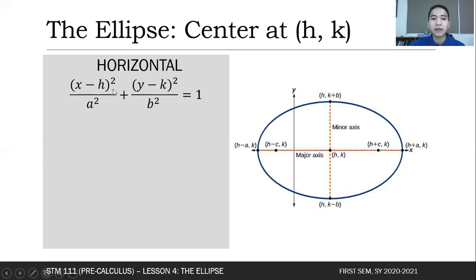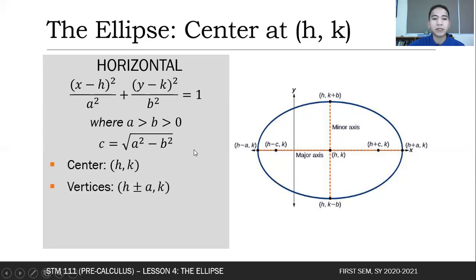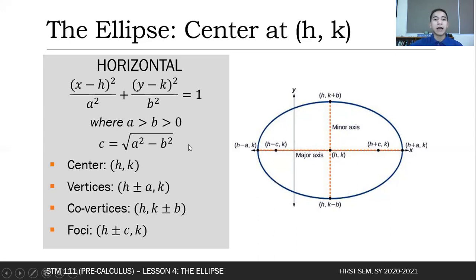If you notice, similar lang siya sa circle at sa parabola. Yung partner ni x, always si h. Yung si y at I si k. Yan. Where a is greater than b is greater than 0. C, you can use the same formula. And you can use these formulas in finding the center, the vertices, the co-vertices, and the foci. Okay, so yan yung horizontal.